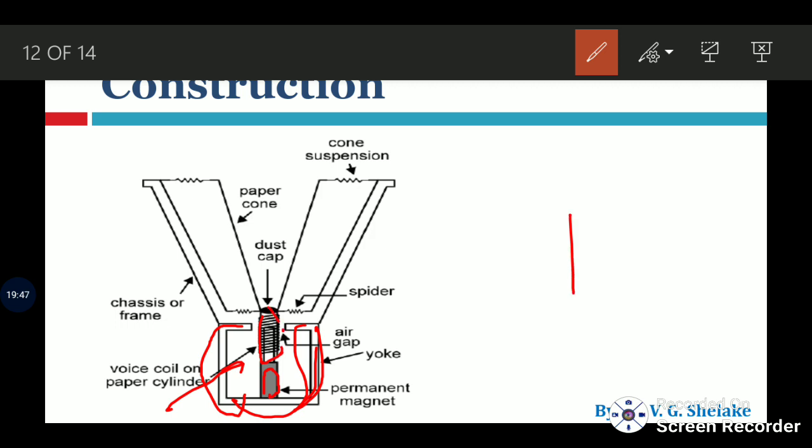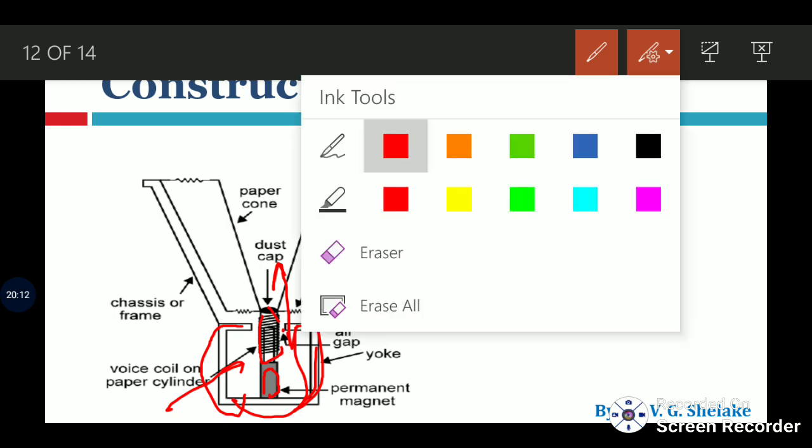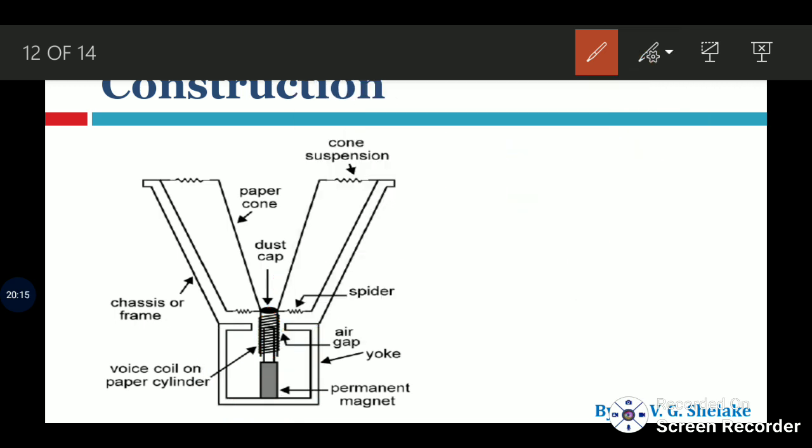This coil is constructed like this: suppose this is the cardboard, and on this the copper wire is wound, and this copper wire is suspended in this air gap. It is supported with the spider, which means this coil can vibrate only in this direction. When current flows through the coil, that coil vibrates in this upward direction according to the electrical signal, and this spider provides the suspension for that coil.